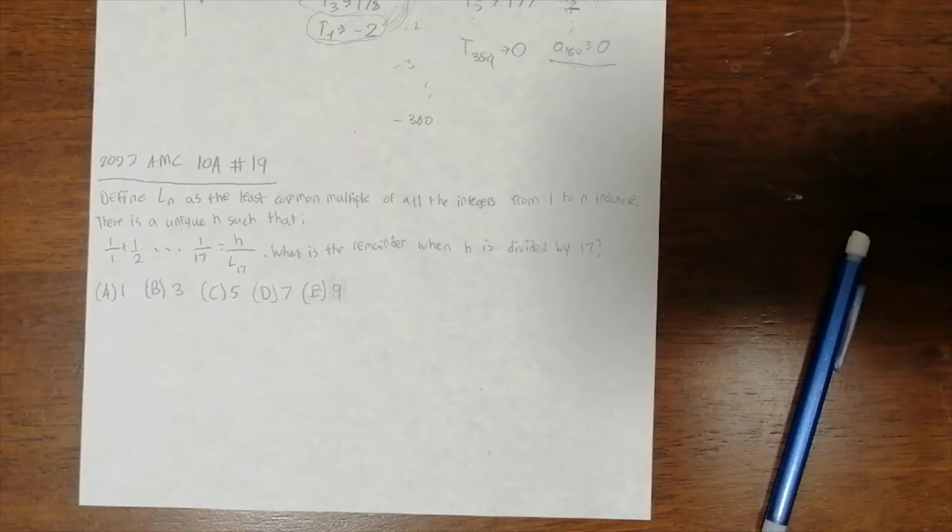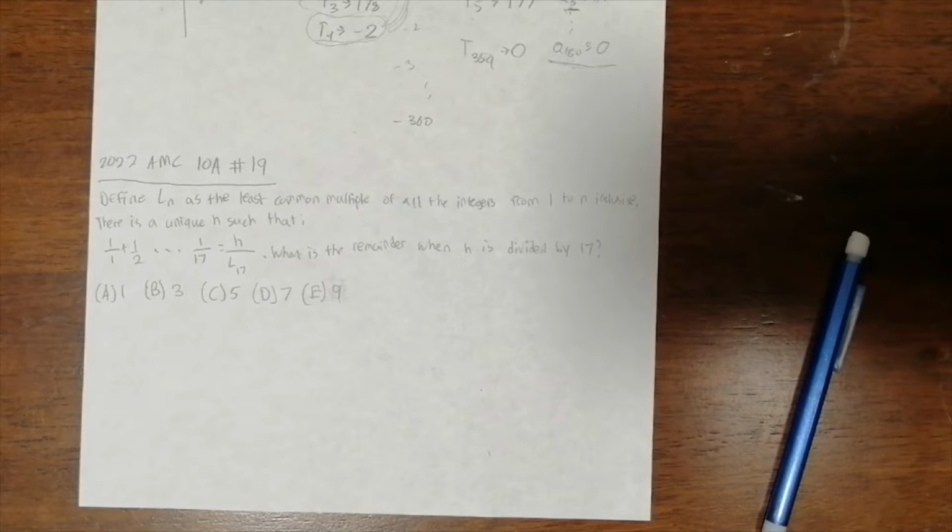Okay, so this will be the second to last one. This is the 2022 AMC 10A number 19. Define L sub n as the least common multiple of all the integers from 1 to n inclusive. There is a unique h such that the fraction 1 over 1 plus 1 over 2 all the way to 1 over 17 is equal to h over L sub 17. What is the remainder when h is divided by 17?